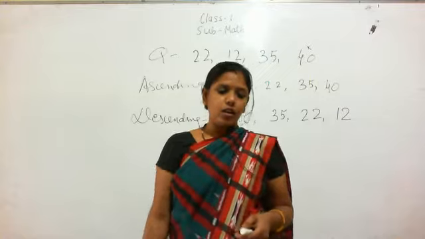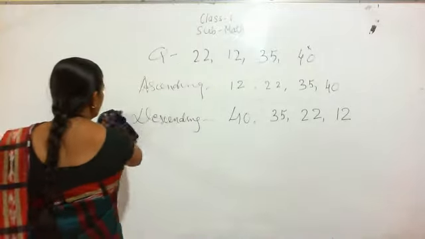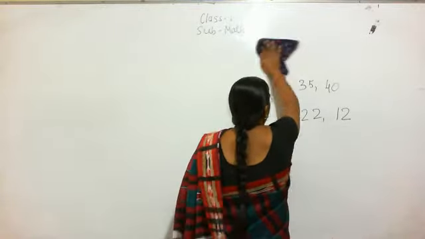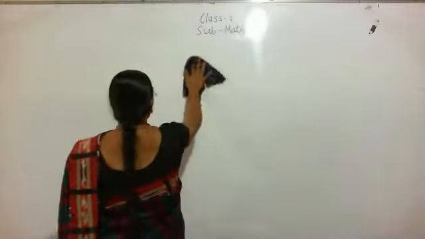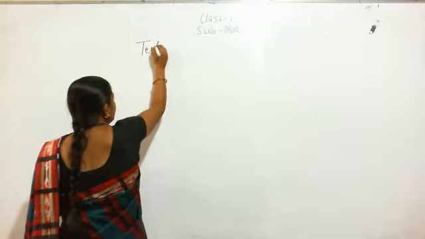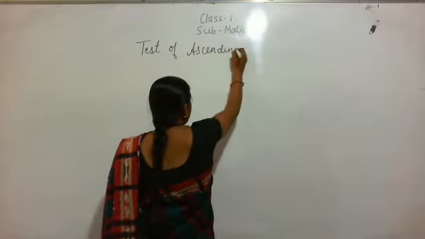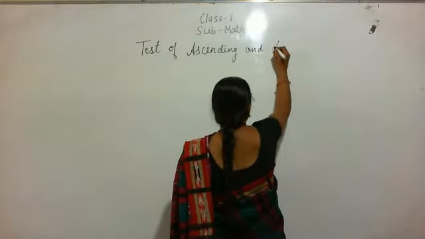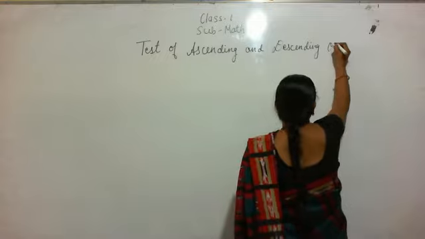Take new page and first write today's date, and on the top of your notebook write test of ascending, A-S-C-E-N-D-I-N-G, and descending, D-E-S-C-E-N-D-I-N-G, ascending and descending order.